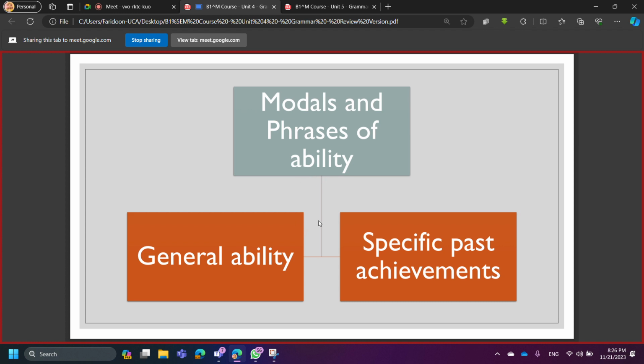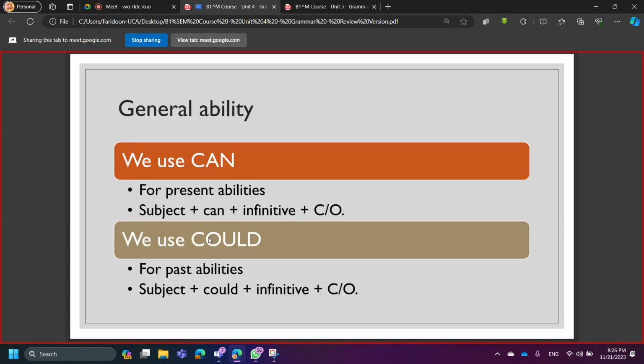But in general, there are 2 different versions. You can use them to talk about general ability, or you can use them to talk about specific past achievements that are easier to understand if you just say specific abilities at one time in the past. Okay, so for instance, you graduating was a specific past achievement, but you being able to swim in the past is a general ability. Okay. So, starting with general ability.